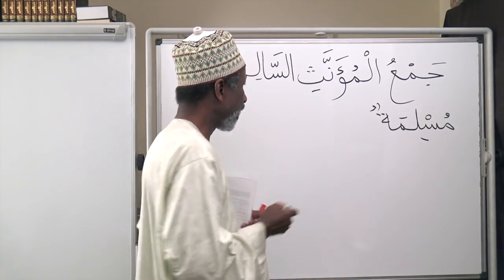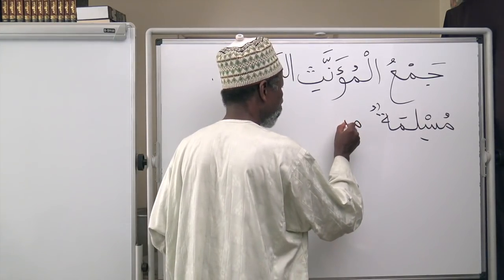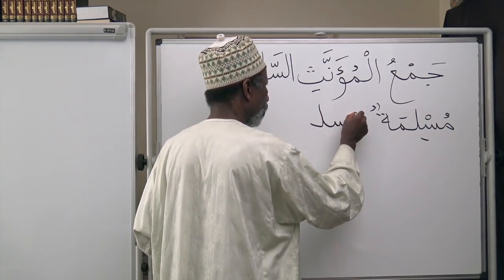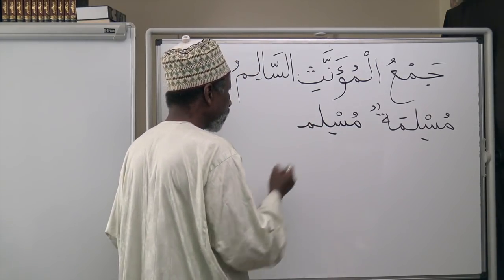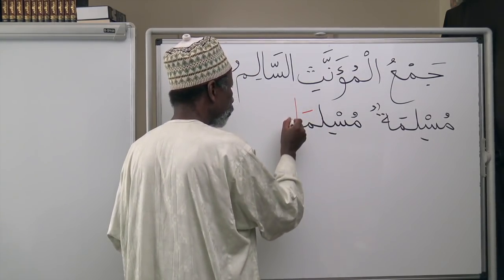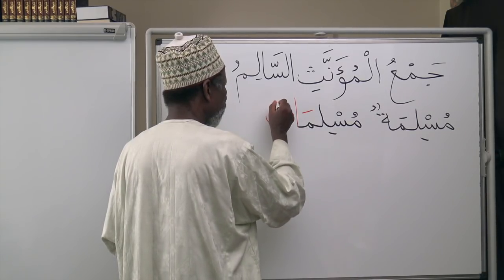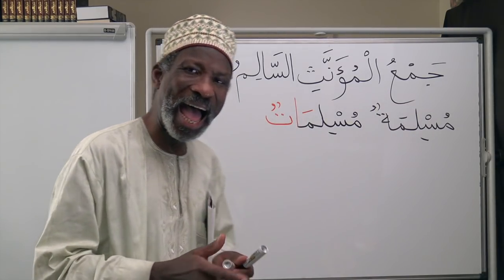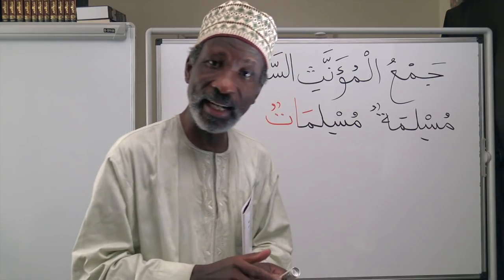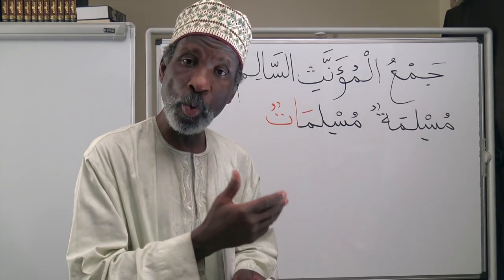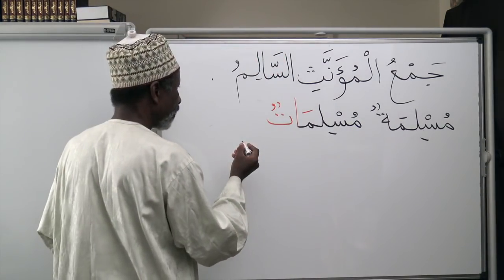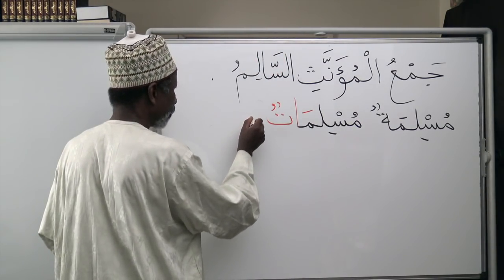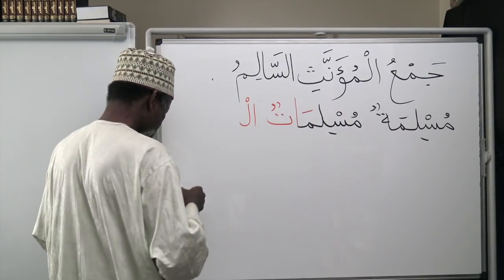Muslimatun. Let's write it. You can see we're adding the atun ending, and that's of course indefinite. When it's definite, it will be atu. The definite one will start with L. We have L.